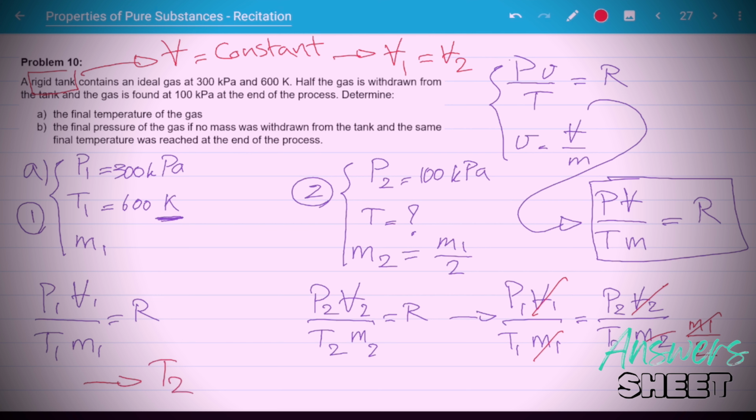Temperature 2 is pressure 2 over pressure 1 times temperature 1 times 2. Now plug in numbers. I get temperature 2 is 100 kilopascals over 300 kilopascals times 600 times 2, which will give us 400 Kelvin.